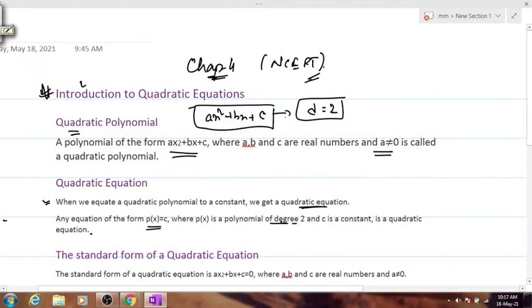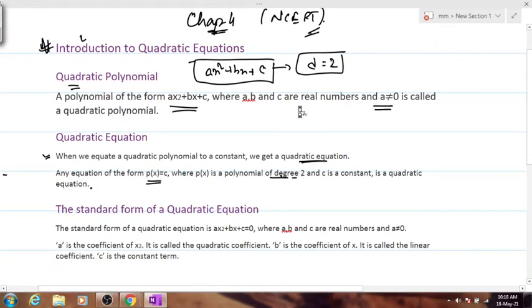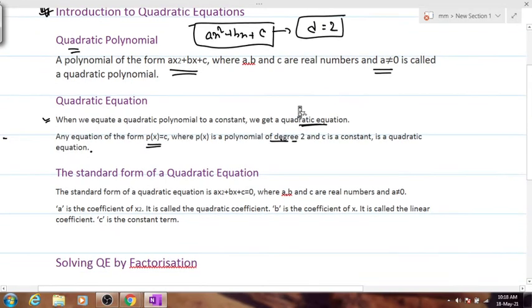I believe students have copied its 2 lines properly. Now, should we move on? Yes?